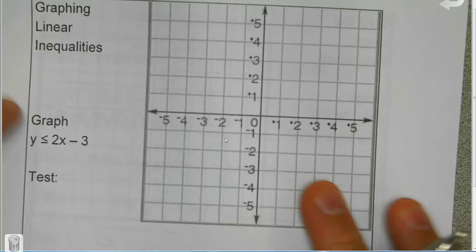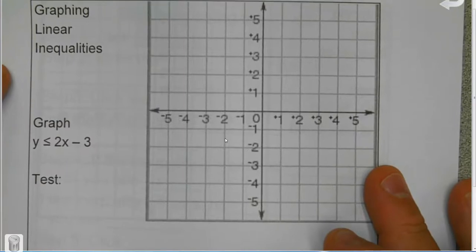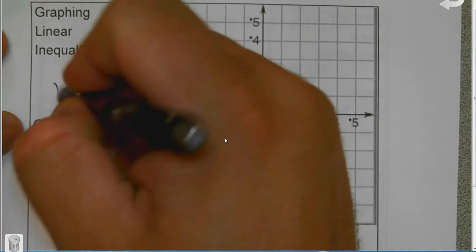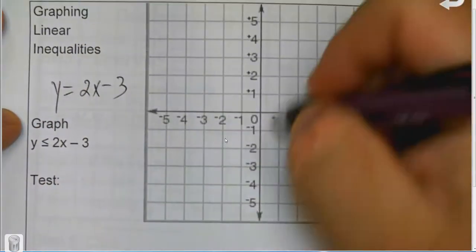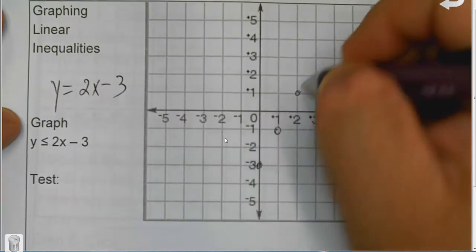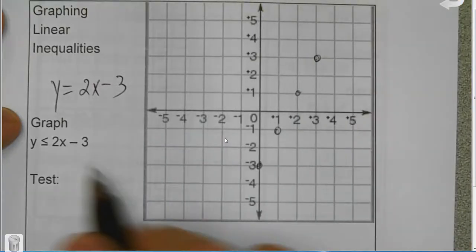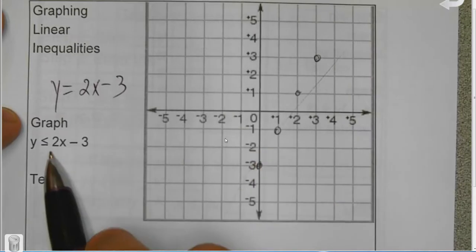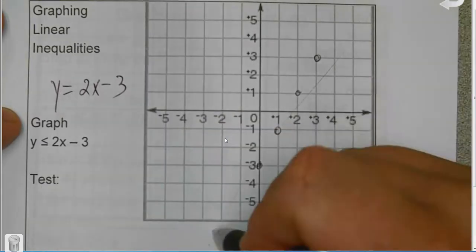Where it really comes down to is, and I'm going to skip all the way to this slide right here, how we graph an inequality on our paper. We know how to graph the line y equals 2x minus 3, and I'm going to do that right now, because we've been doing that for a while. We would draw a solid line if it was equal. Since this says less than or equal to, we're going to go ahead and draw a solid line.